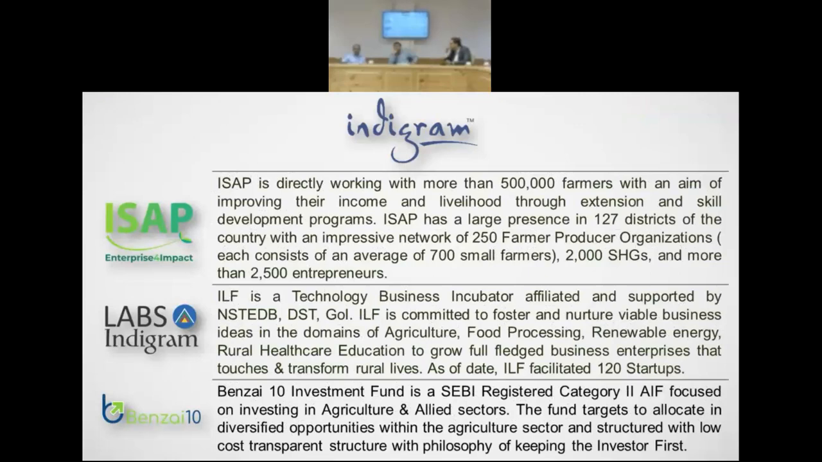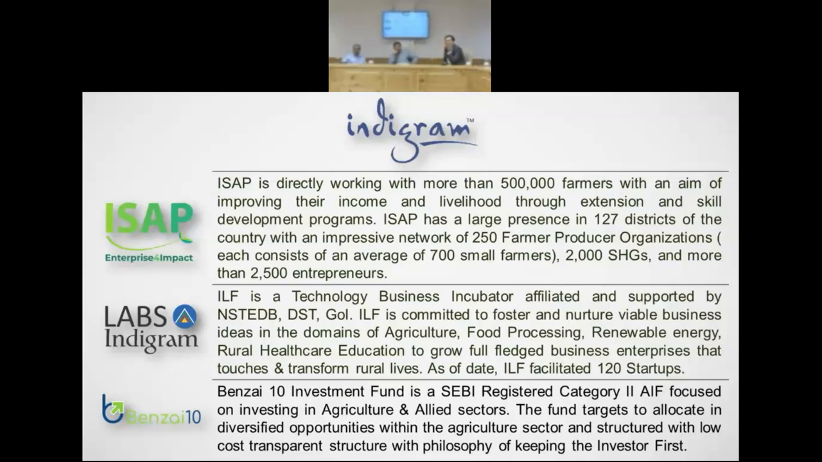Now, as I was saying, Indigram. ISAP, Lab Indigram, and Benzite 10 are the others. We won't say we are a group, but we are loosely connected with common leadership and founding teams. ISAP is a not-for-profit organization working with 500,000 farmers on an annual basis. We have created a lot of FPOs, 250 of them, along with self-help groups and micro-entrepreneurs. Lab Indigram is one of the most respected names when it comes to incubation in the agri domain. In fact, we were awarded very recently as the emerging technology incubator by the Department of Science and Technology, on National Technology Day, just a couple of days back.